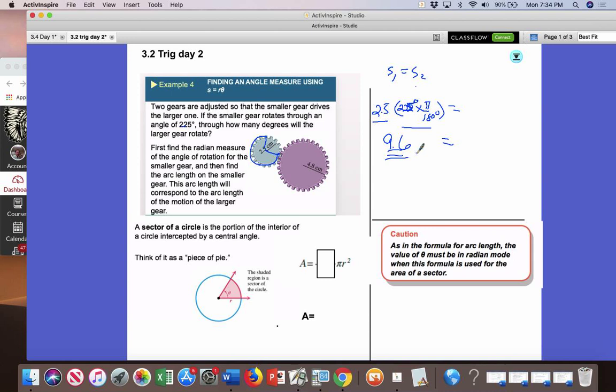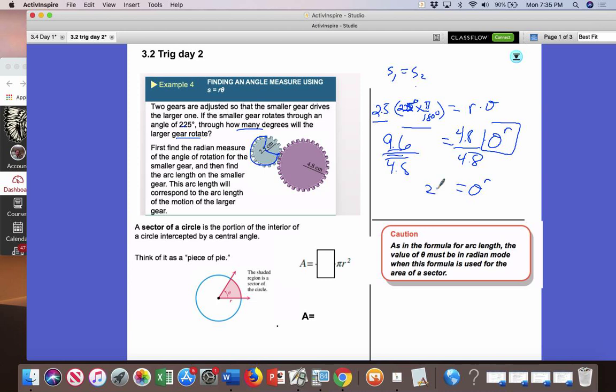Well, the big circle has to make the same thing, but it's going to be r times theta. Now here, the question is through how many degrees does the larger rotate? So we don't know theta. But again, the formula works in radians, so this is our unknown in radians. Our radius is 4.8. Okay? So if you take 9.6 divided by 4.8, you get your angle, which is 2. 2 what? 2 radians.